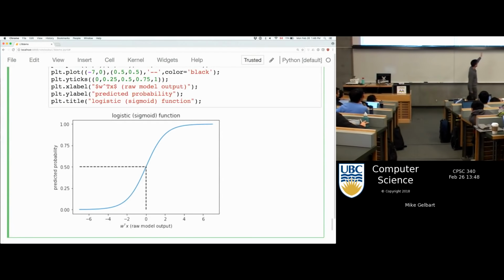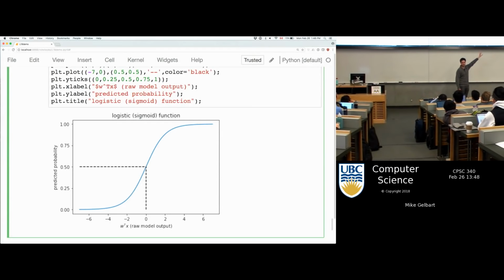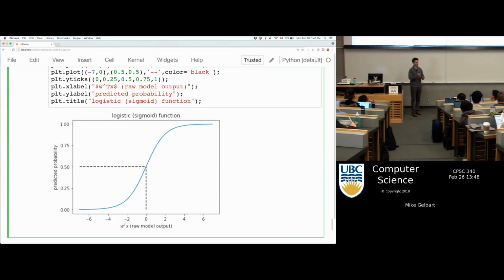And as I get farther and farther from the boundary, here I asymptotically approach completely confident in predicting one thing. And as I get farther and farther from the boundary in this direction, I asymptotically approach complete confidence in the other thing, which is the same as saying 0 probability for the other class.